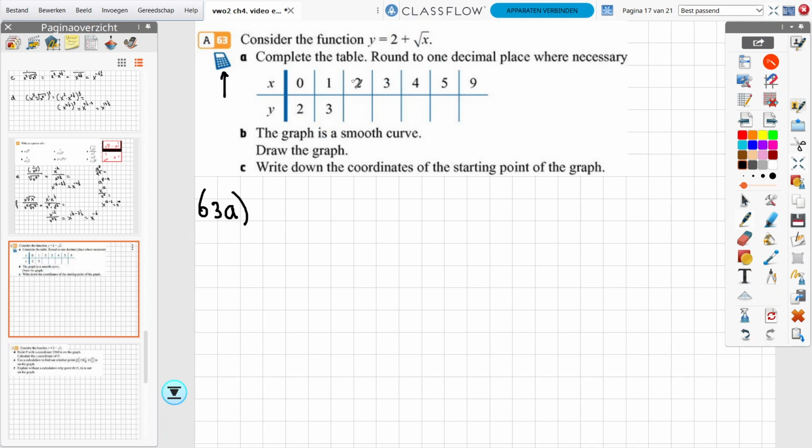For 2, you don't have to write in the calculation, but just so we know, that means that if x is 2, y is 2 plus root x, but x is 2, so 2 plus root 2. And here we have to round, because root 2 is not a nice answer. And you can now take out your calculator and ask it to calculate what 2 plus root 2 is.